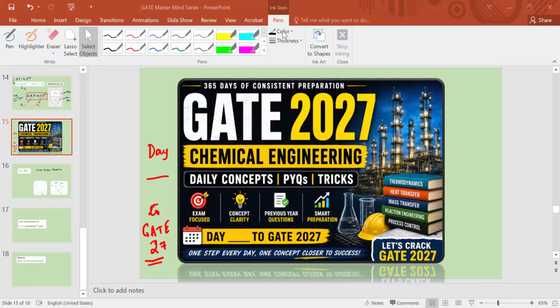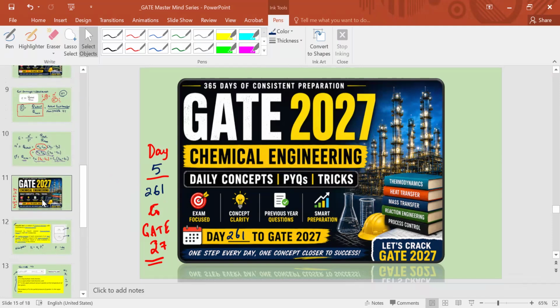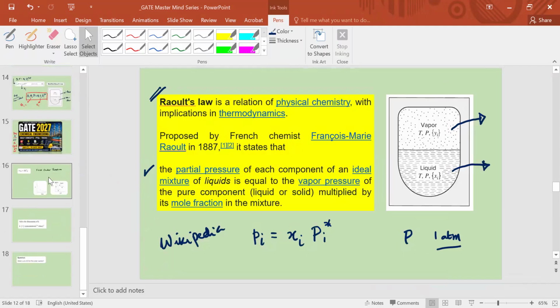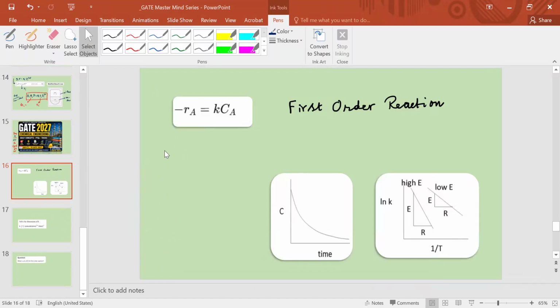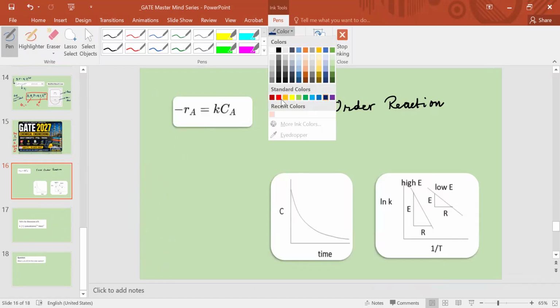Yeah, we are in day 5,261 days down to the GATE 2027. So previously we have seen day 4, in which we talked about Raoult's law. Now, what are we talking about in today's learning? Let us talk about something called first order kinetics.